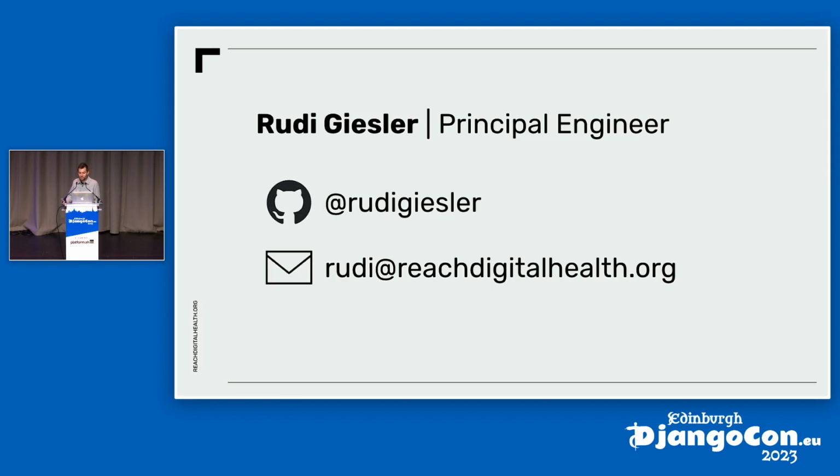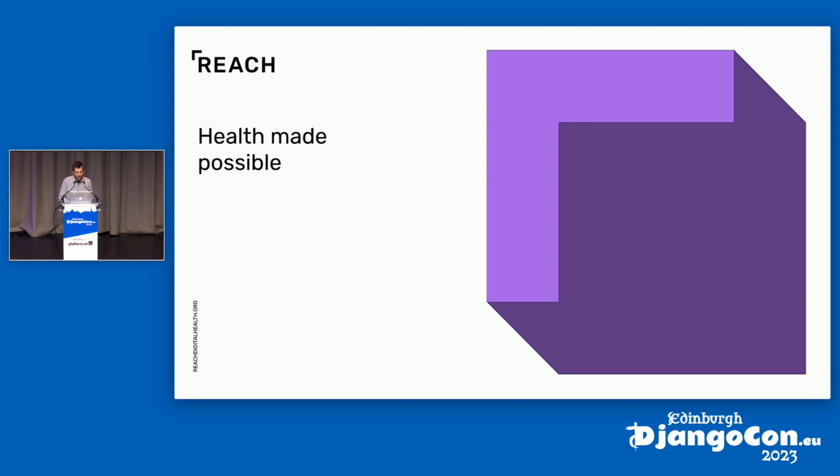My name is Rudi. I'm a principal engineer at an organization called Reach. I've been at Reach for the past 8 years, writing open source software using Python and Django. I want to give you a quick overview of who we are and what kind of projects we do, to give you some background information and context around the more technical things, which I'll delve into in a bit.